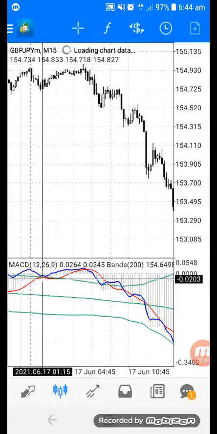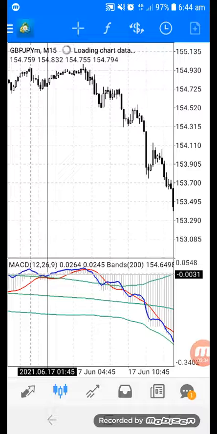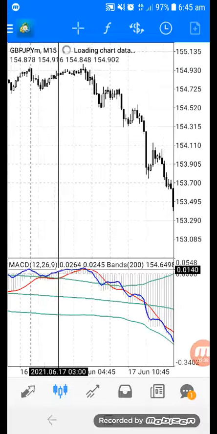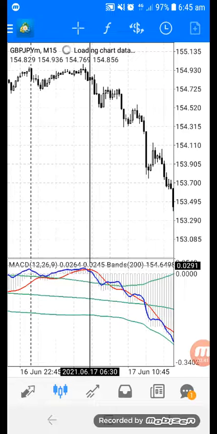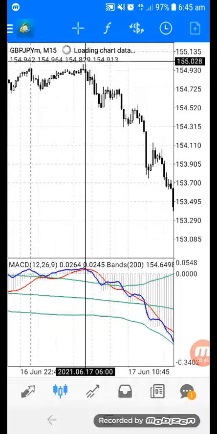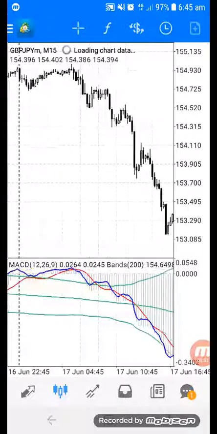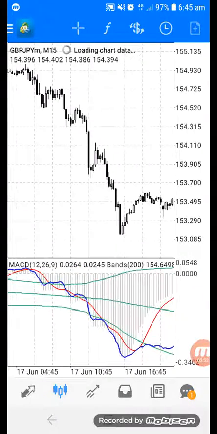So first of all, we need the red line to touch the upper line, then wait until the blue line crosses the red line facing down, then we enter our sell. So this would have been our sell entry. As you can see, this was going to be a sniper entry, and we would have harvested all these profits.